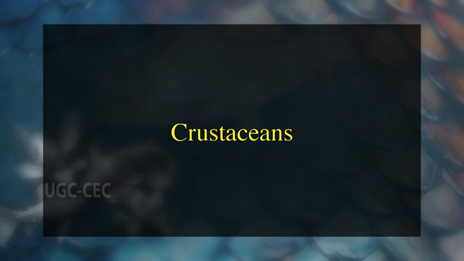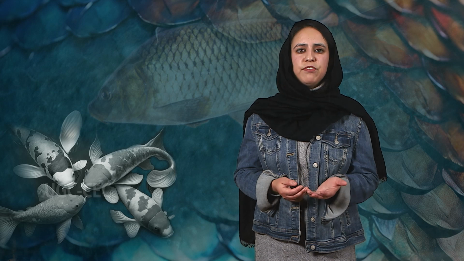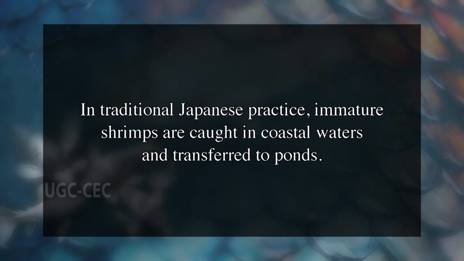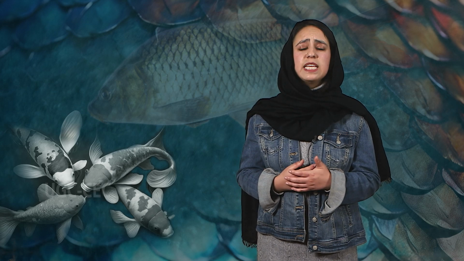Crustaceans, mainly shrimps, crayfish, and prawns, are also cultivated. In traditional Japanese practice, immature shrimps are caught in coastal waters and transferred to ponds. Today, mostly in the United States and Japan, shrimps are cultivated by catching adult egg-bearing females. The presence of eggs can be detected by examining the ovaries, usually visible through the shell.